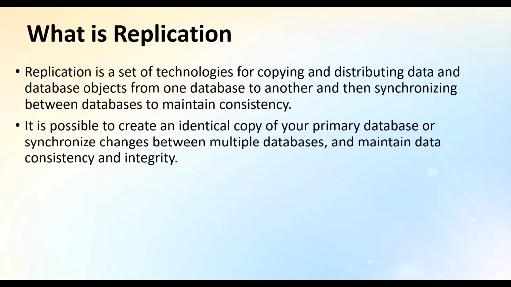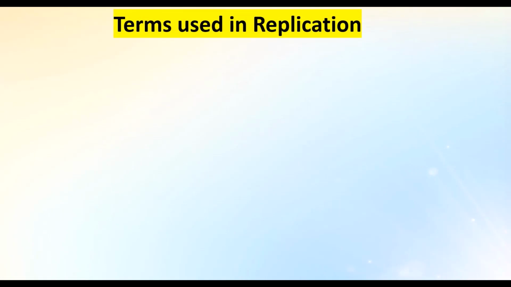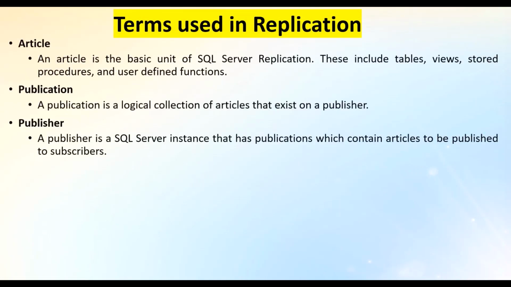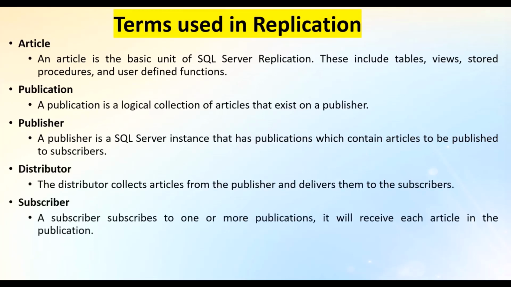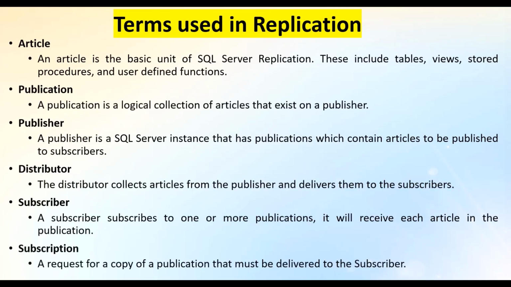Here in replication, we use printing press technology terms like article, publication, publisher, distributor, subscriber and subscription. So in SQL Server replication, an article is a basic unit of replication which includes tables, views or stored procedures. Publication is the logical collection of articles, or we can say it is a group of articles. Next, publisher. It is a SQL Server instance that contains the publications. So where you are going to create your publication, that we call a publisher.